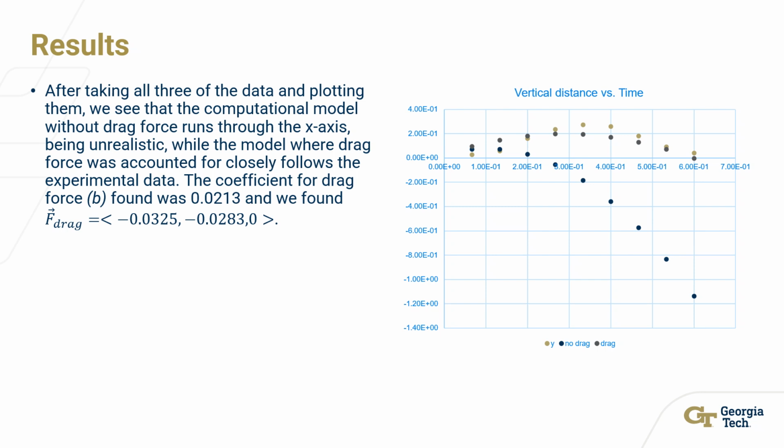But after calibrating the drag coefficient, we found that a value of 0.0213 best fit the experimental model, and then we were able to get the vector for F of drag.